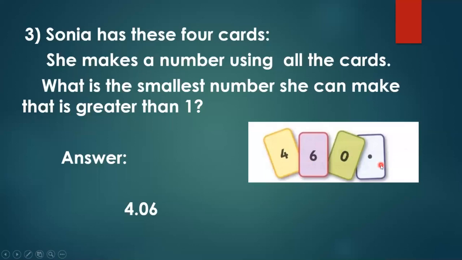Now I opted for the next as decimal point, 4 point, and then the remaining 2 numbers, I just arranged the rest of the numbers in ascending order because I need to make the smallest number. That's why I choose 4.06. We can make 2 numbers, that is 4.60 as well as 4.06, but in the question it is mentioned that we need to make the smallest number. That's why from those 2 numbers, 4.06 and 4.60, I pick out 4.06. Is this clear? Okay, now we will move on to our next question.